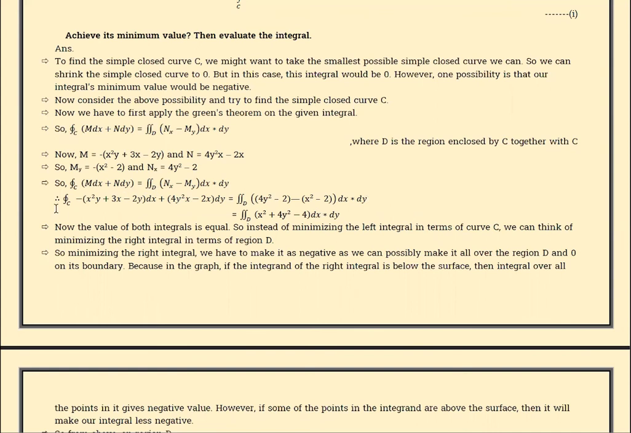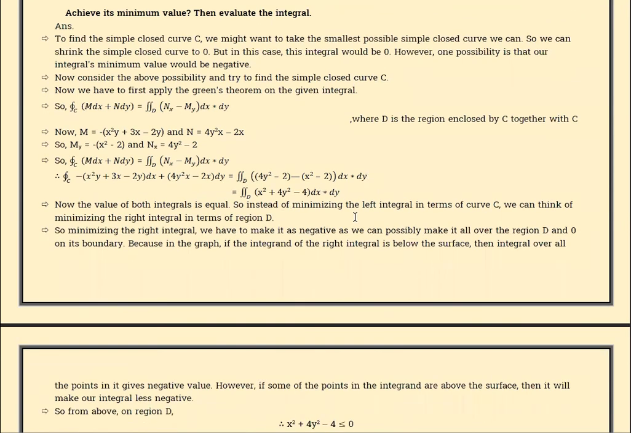So instead of finding the curve C, we can find the region D, so the value of the integral becomes the same. Now think of region D as if, given this equation has all positive values, we can say that all the points are above the surface. So the value at all the points on this region is positive.